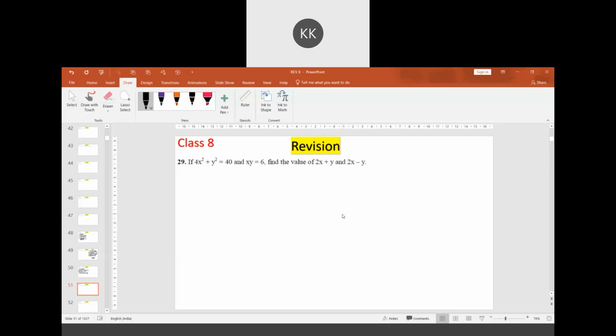This is a different question. The 29th question is different. They have asked to find the value of 2x plus y and 2x minus y.